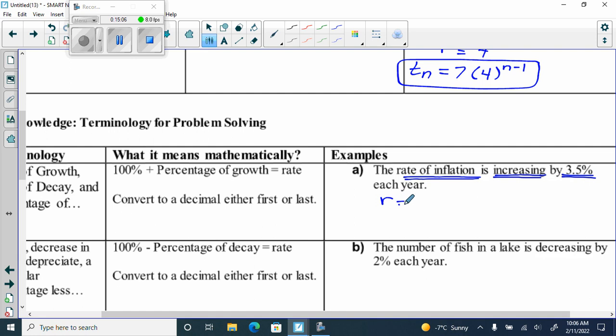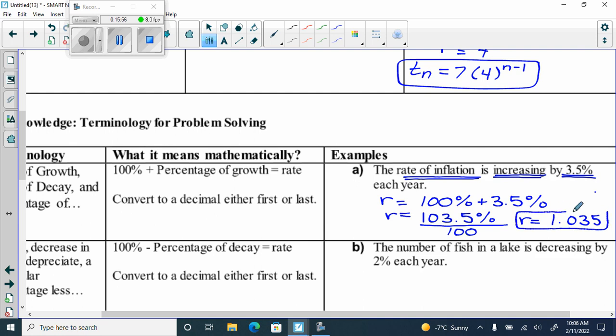So my R is going to be 100% plus 3.5%, which is 103.5%. Now herein lies the problem. My R doesn't ever have a percent symbol, does it? We just need to have a number. How do we get rid of a percent symbol, do you know? Divide by 100. So if I want this percent symbol to go away, I'm going to divide by 100. And my R is going to equal 1.035. That's the only way I can get the percent symbol to go away.